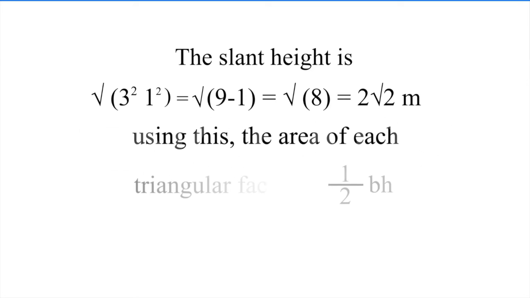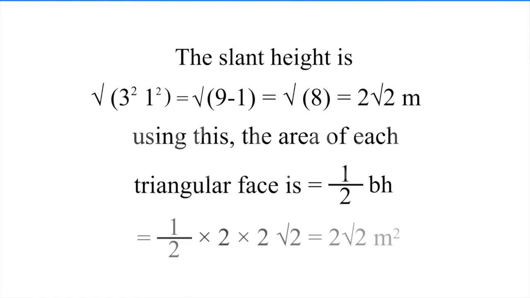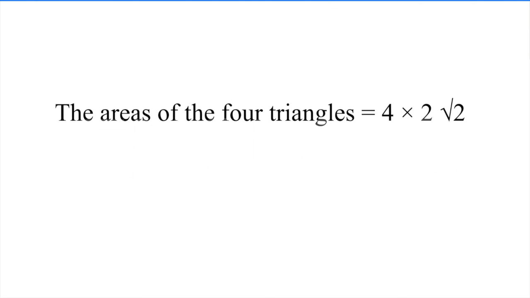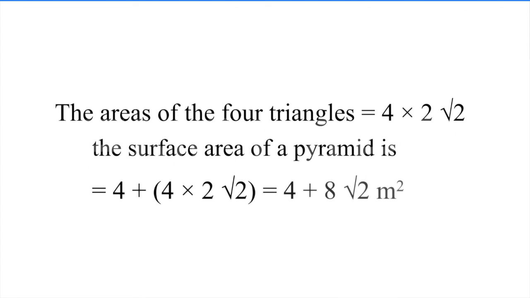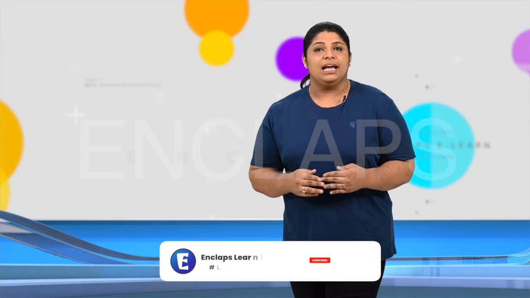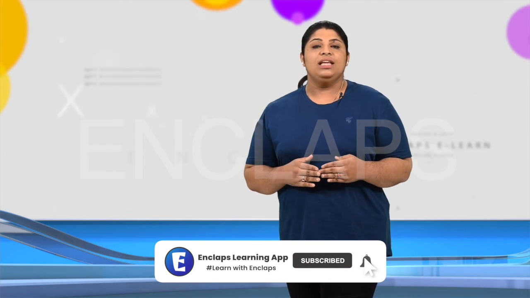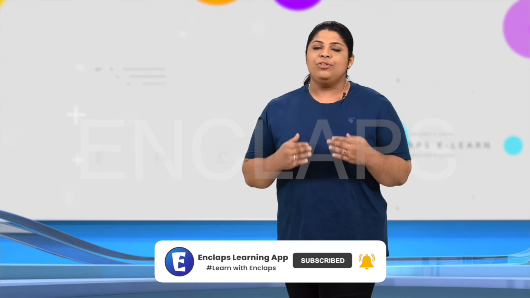Using this, the area of each triangular face is equal to half bh is equal to half into 2 into 2 root 2 is equal to 2 root 2 square meters. So, the area of the 4 triangles is equal to 4 into 2 root 2. So, the surface area of the pyramid is equal to 4 plus 4 into 2 root 2 is equal to 4 plus 8 root 2 square meters. Value of root 2 is approximately taken as 1.14, then we get the surface area of the square pyramid is 15.31 square meters.